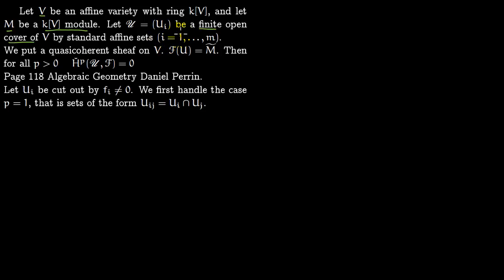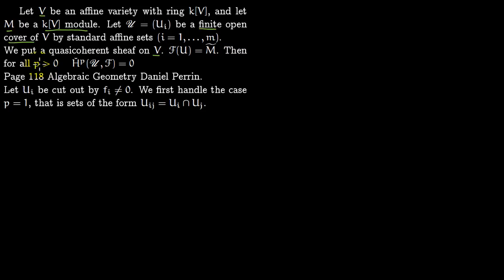So finite means you just choose a finite number of them, so 1, 2, 3 all the way to m. So now we put a quasi-coherent sheaf on our variety V. So for the quasi-coherent sheaf, we choose this module M. So for F of U, you will have M tilde.